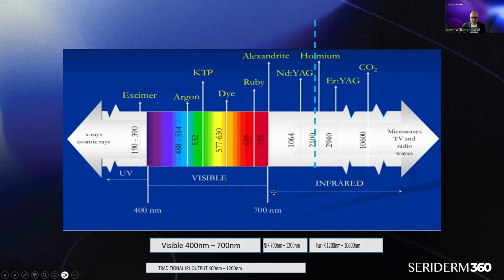So we've got these predominantly two bands of light: color absorbing and water absorbing wavelengths. Now, there are wavelengths of light below 400 in the ultraviolet spectrum. There are excimer lasers, which are used for treating psoriasis and eczema. And these are in the ultraviolet range. And ultraviolet light, like far infrared, is also highly absorbed in water.